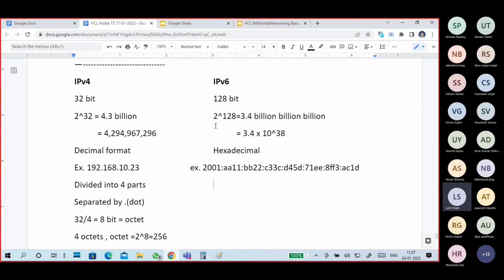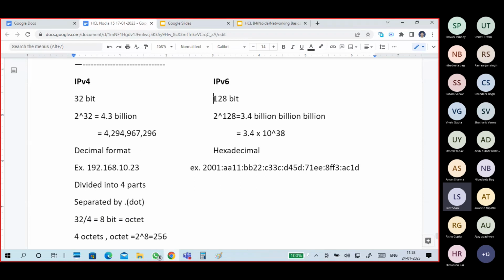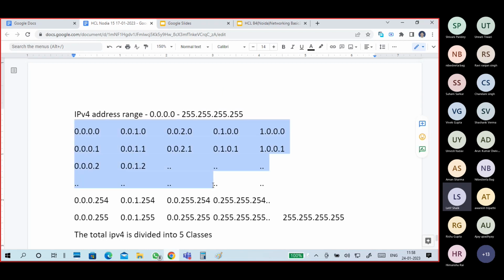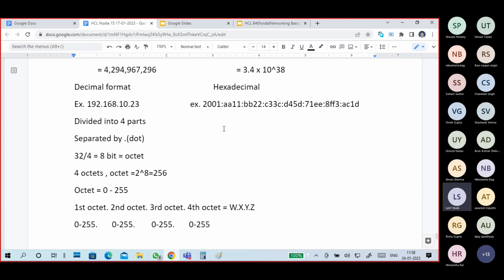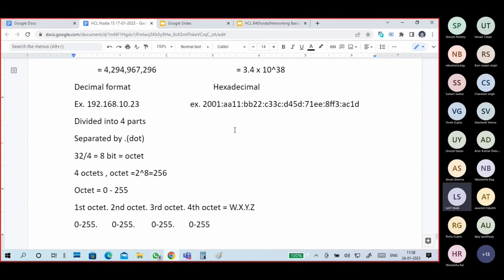IPv6 does have this much history. It is a very simple one. It is 128-bit, a very big IP address range. Here, if you see, I've written IPv4 from here to here, totally 4.3 billion. But IPv6 we cannot write like that because it's 10 to the power of 38. It is different.